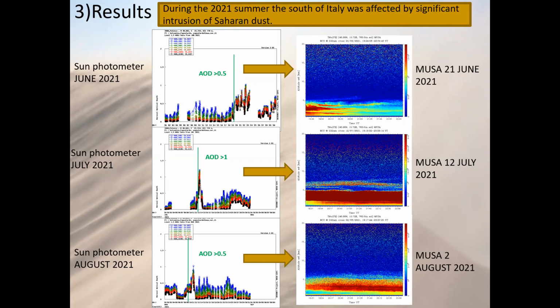So, during the 2021 summer, the south of Italy was affected by significant intrusions of Saharan dust. We can see the AOD measurements made with the sun photometer in June, July, and August. In many days, the values of AOD exceeded 0.5. On the right are shown the color maps of the cross signal performed by MUSA. The days are 21 June, 12 July, and 2 August. In all cases, the maps show a dust intrusion below 5 km.